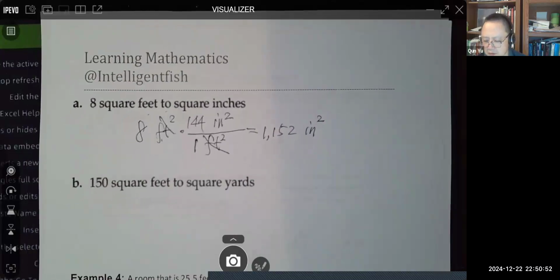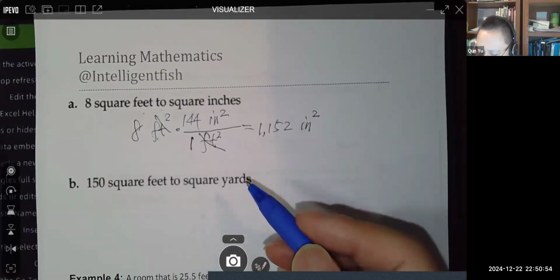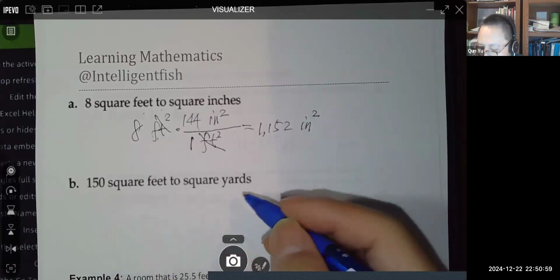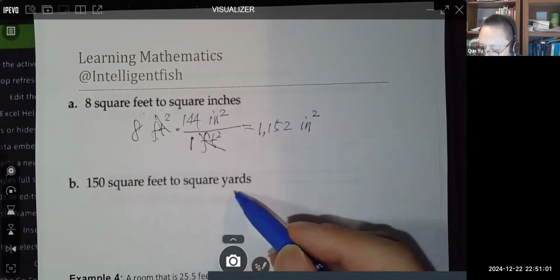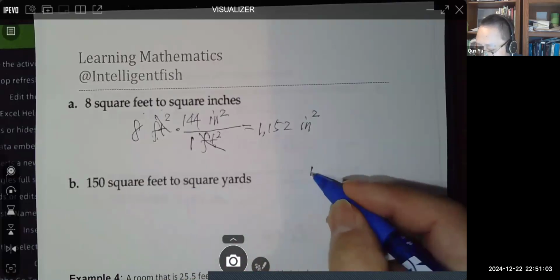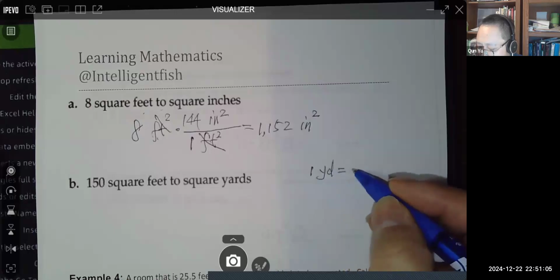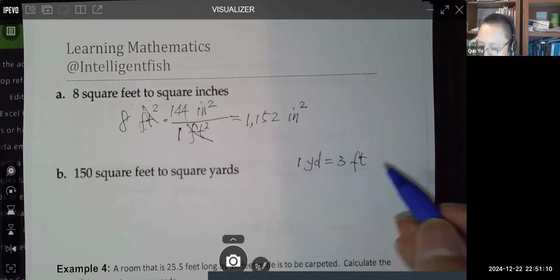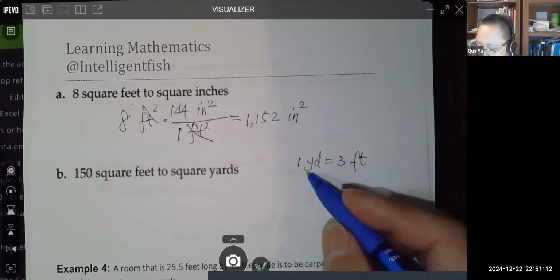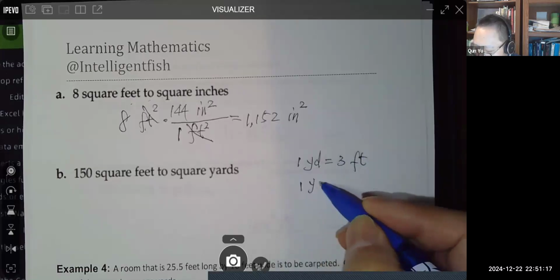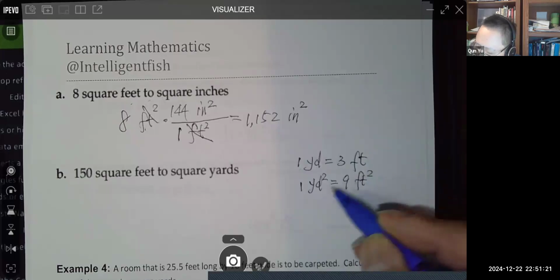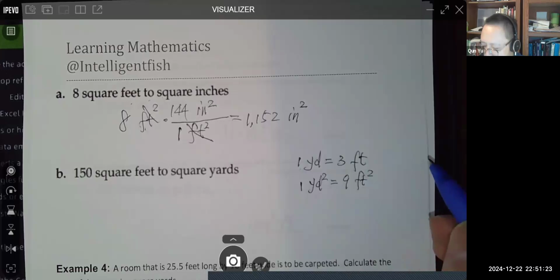Next one, we want to convert from 150 square feet to square yards. No difference. So now let's establish the relation between square yard and square feet. We all know 1 yard equals 3 feet. In order to get square feet, you have to square it to make sense, right? Square both sides. Square means multiply by itself. 1 times 1 is 1, yard times yard, yard square. 3 times 3 is 9, foot times foot, foot square. So 1 square yard equals 9 square feet.